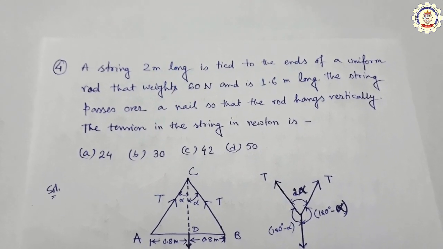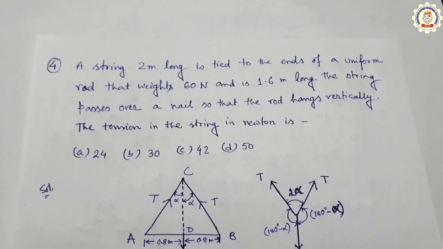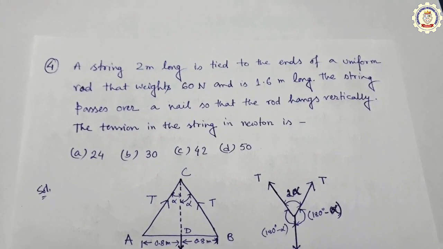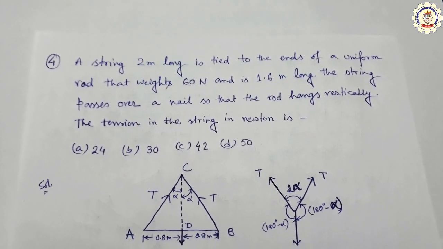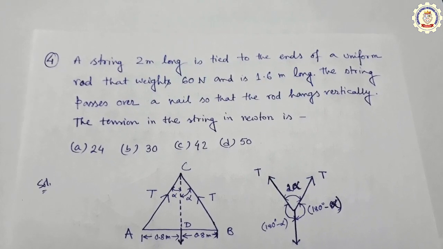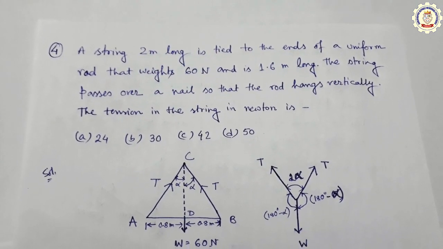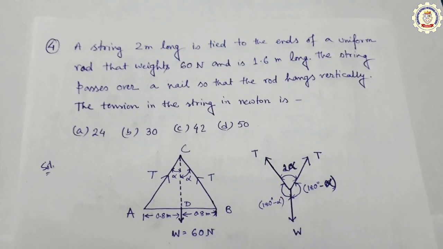A string 2 meter long is tied to the ends of a uniform rod that weighs 60 Newton and is 1.6 meter long. The string passes over a nail so that the rod hangs vertically. The tension in the string in Newton is. So there are four options.